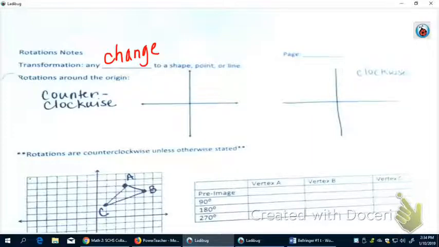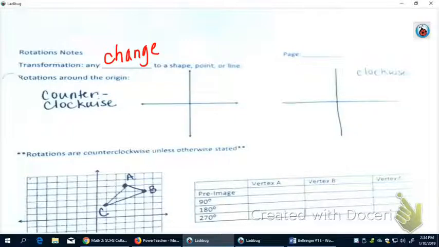And dilation we're not going to do in this unit, but that's just the name of it, and we're going to do it later. The reason we're going to do it later is because the size changes. All right, so when we talk about rotations, there are two directions we need to talk about: clockwise and counterclockwise.